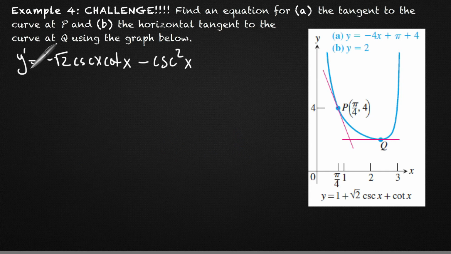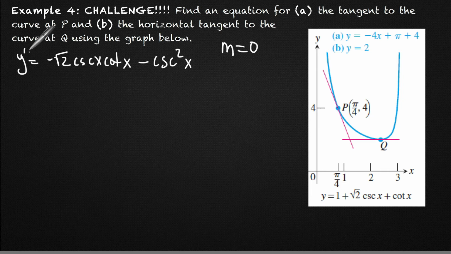Right, part B is indeed the challenge. We have to find the equation of this tangent line that goes through point Q. Well, the good news, we know the slope. We know the slope is 0 because it's a horizontal line, but we don't know point Q. We don't know the x-coordinate or the y, and that's going to be the challenge.